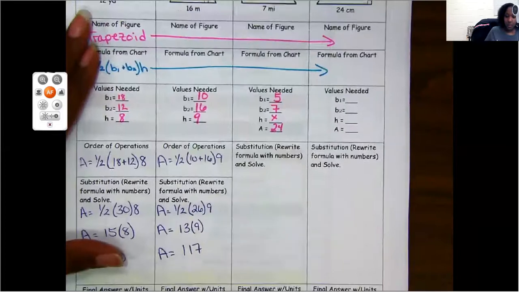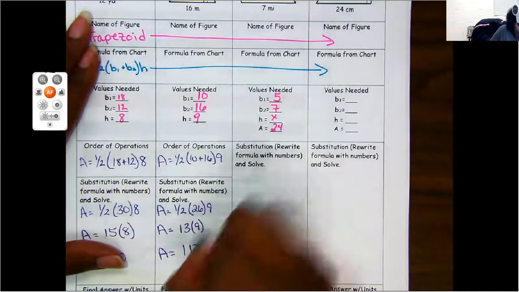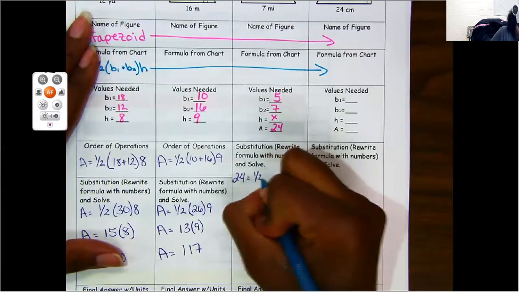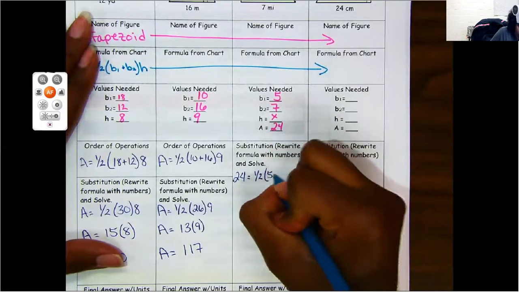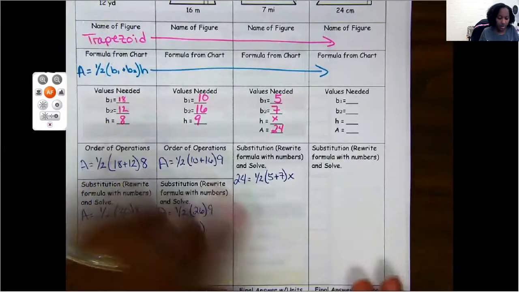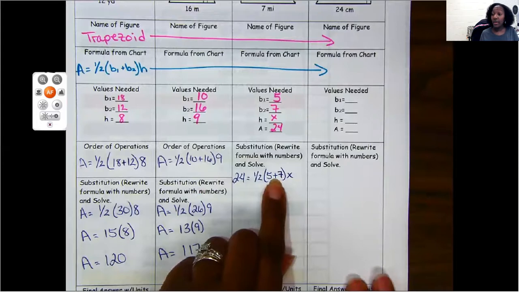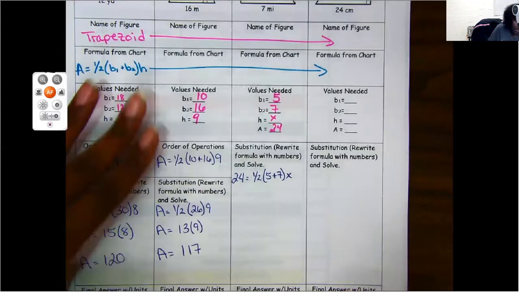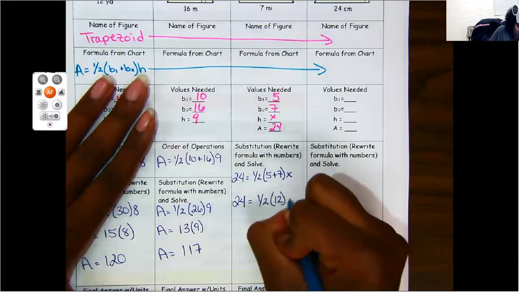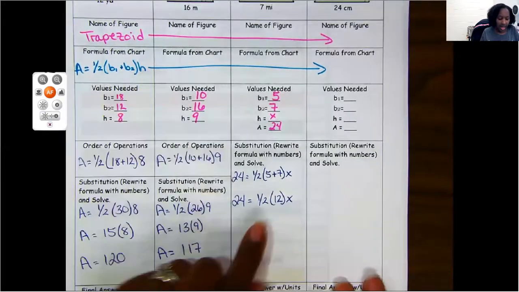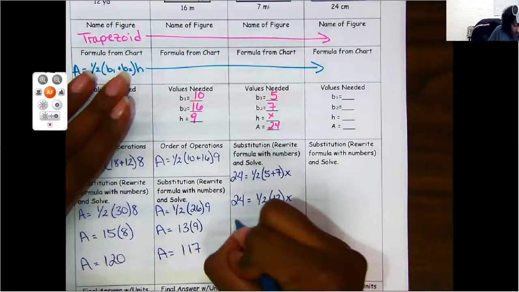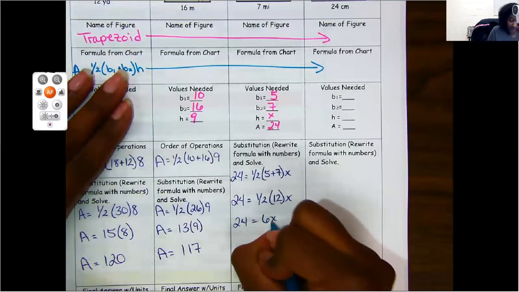Okay, I'm going to substitute. So I'm not going to put a because I know what the area is. It's 24 equals half. I know both of my bases, 5 plus 7, but I'm not sure what my height is. So I'm going to put x, okay? I'm going to first add 5 plus 7, which would give me 12. 24 equals half of 12, and then times x, okay? Half of 12 would be 6. So 24 equals 6x, okay?